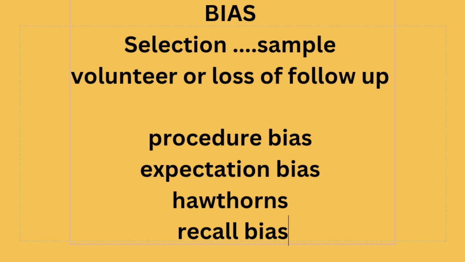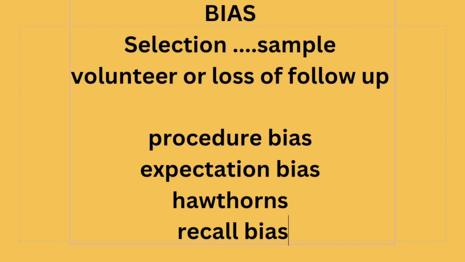Then volunteer bias. It means that most of the people do not volunteer to get themselves enrolled in the studies. Again, if most people do not volunteer to get enrolled in the study, our sample cannot be representative of the whole population. And then loss of follow-up: they get enrolled, but after some time they do not return. So all these three are examples of selection bias.